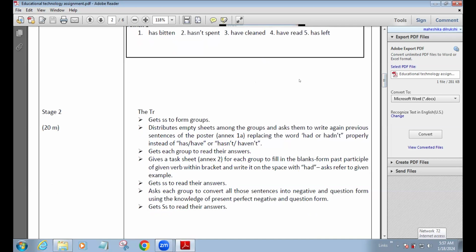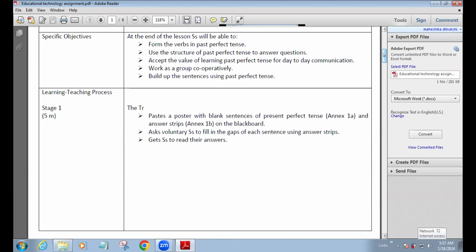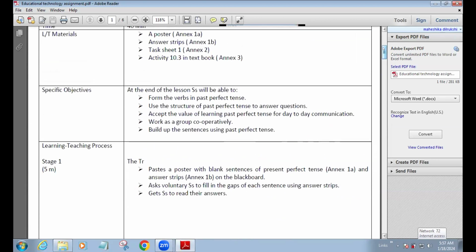And your engagement activity, I don't have to say it's wrong. It's okay, because present perfect and past perfect. Yes, ma'am. It's a good engagement activity, and the time allotted, everything is good. Your specific objectives are also good, because you have used all the 3 domains, and you have used the action verbs, and it is smart. Because of that, it's really good.